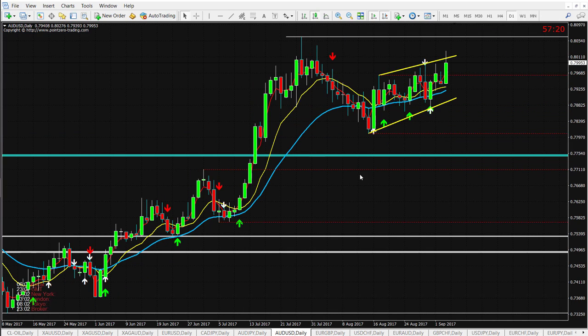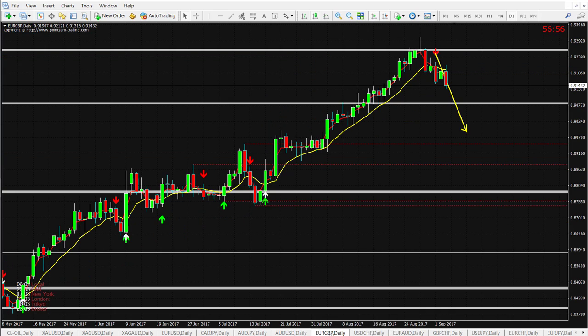AUD USD, still stuck in this small channel. It's getting close to this resistance line. Let me draw a line here. This is a small line, okay? It's not a very major resistance, but yeah, it's stuck under this ceiling. And yeah, we wait until it breaks this ceiling. It's a very big candle today, very big bullish candle, but yeah, we just wait.